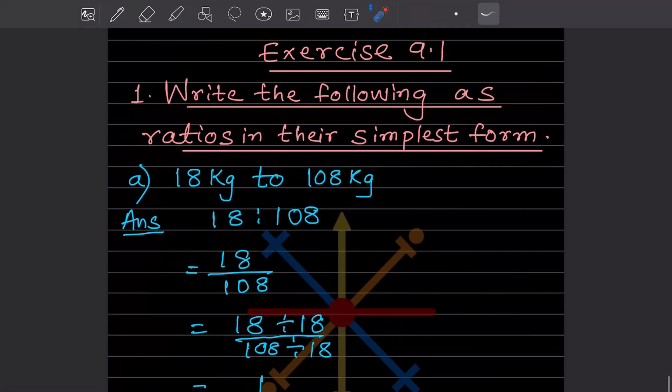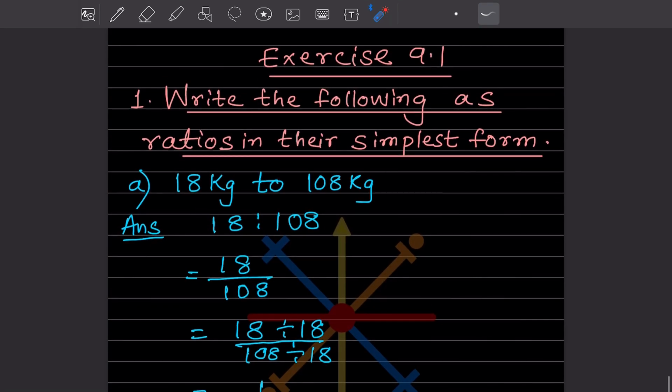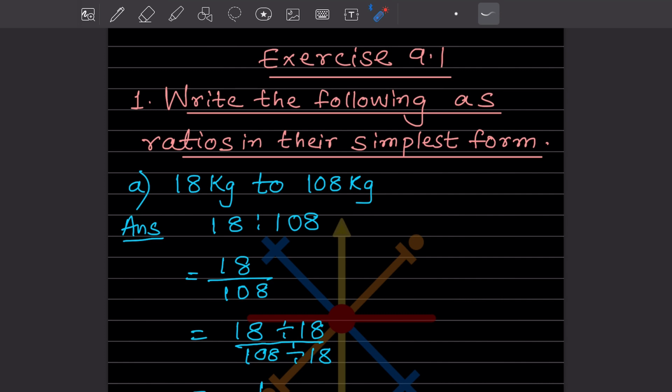So now let us go with the exercise. The first question says: write the following as ratios in the simplest form. When you are looking at the question, you have to also look at the units. Both the units should be the same. If not, you have to change the units.